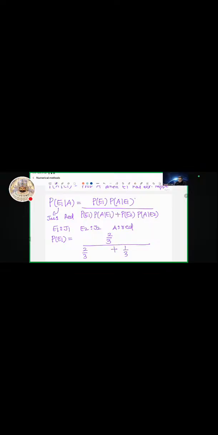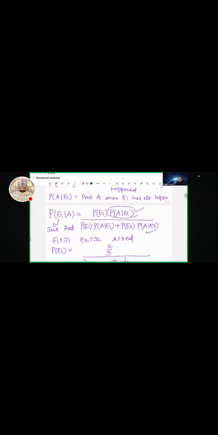Okay. Now I need to calculate this, and this. Basically, this and this. Okay. Now read this. What is this? Everyone speak it out. Everyone knows. Write it down in the message. What does this mean? What is probability of A given E1? What does it write? Yes. In general, how will you speak this?